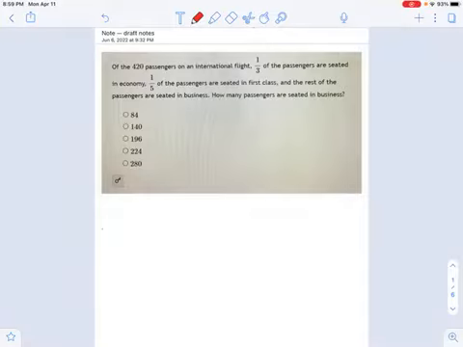I want to go over two simple ways to solve this problem. It's one of these things where you have a bunch of people on an airplane and you've got passengers who are seated in economy, first class, and business. So you have three different buckets that you're putting these people in.